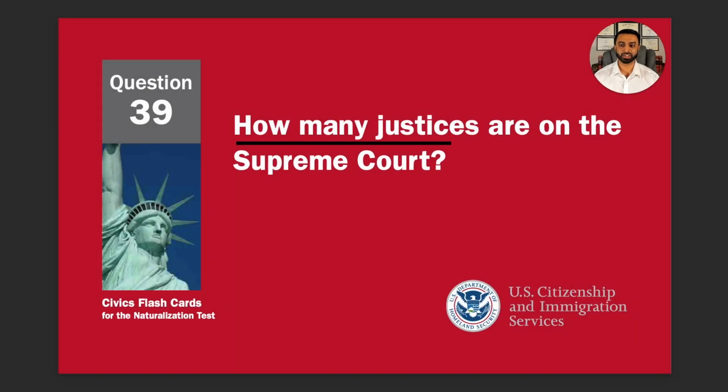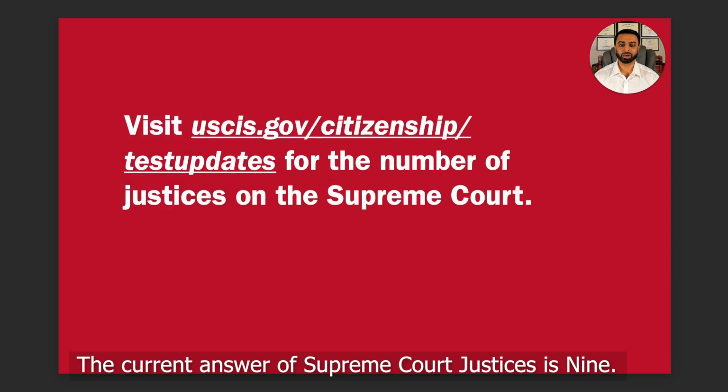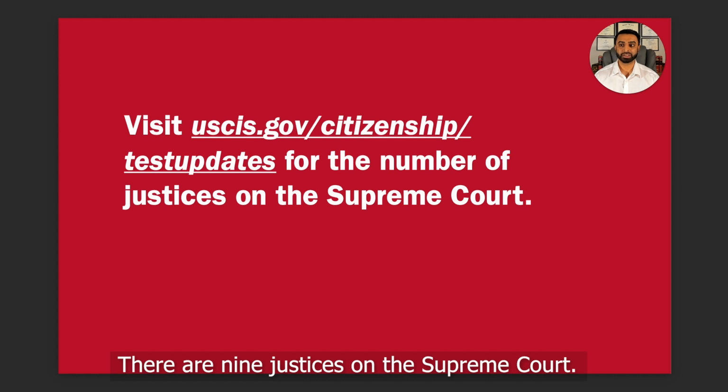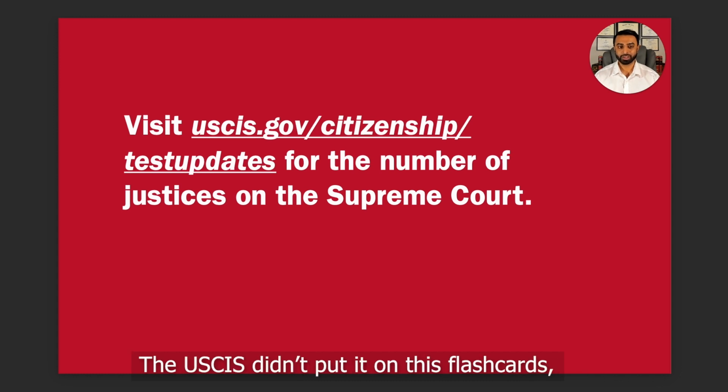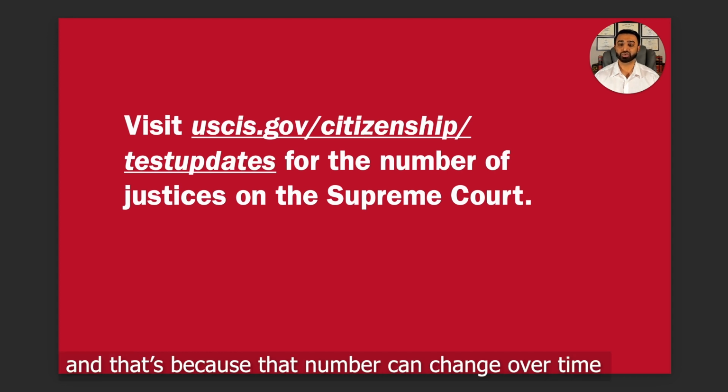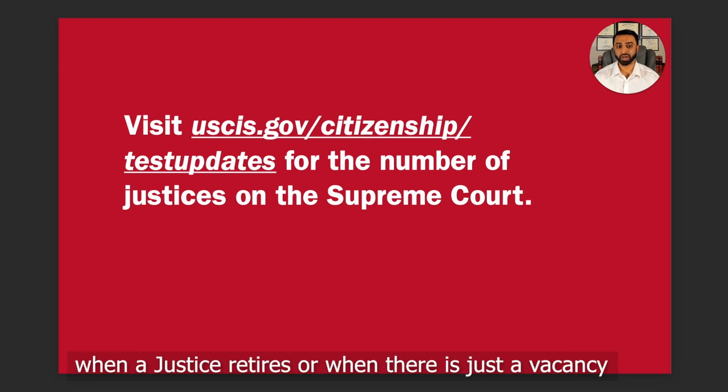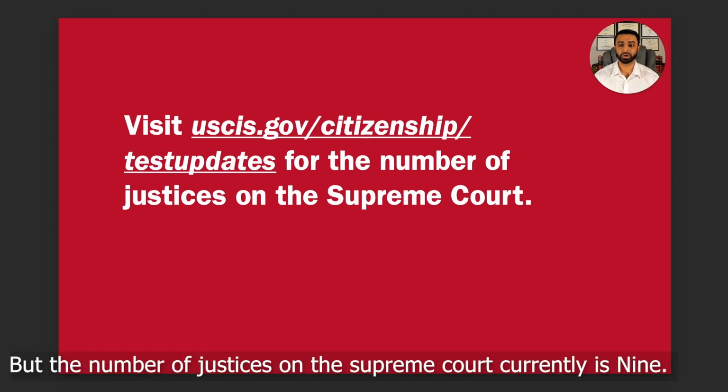How many justices are on the Supreme Court? The current number of Supreme Court justices is 9. There are 9 justices on the Supreme Court. The USCIS didn't put it on this flashcard, and that's because that number can change over time, when a justice retires, or when there's just a vacancy that hasn't been filled yet. But the number of justices on the Supreme Court currently is 9.